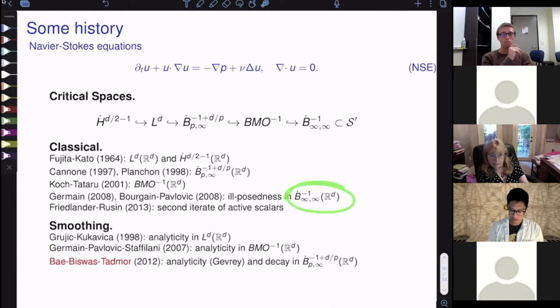When one goes to the largest scaling critical space, however, this B^{-1}_{∞,∞}, then it was shown by Bourgain and Pavlović, and Germain, that one actually has ill-posedness of the Navier-Stokes equations, in the sense that you lose continuity with respect to initial data. So it's known that in the largest critical space you have ill-posedness. And then there's work by Susan and Walter Rusin as well, where they study this phenomenon for active scalars.